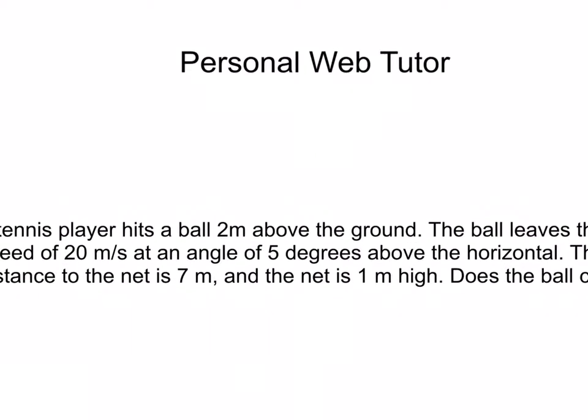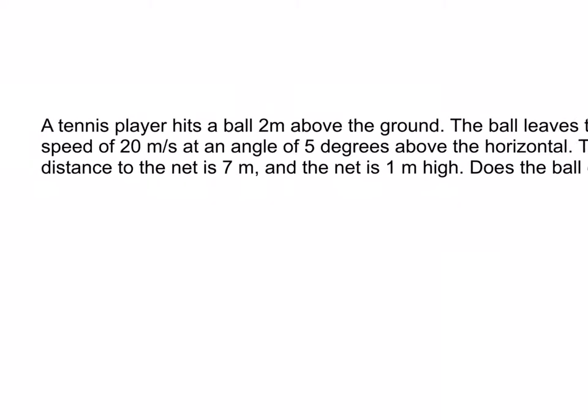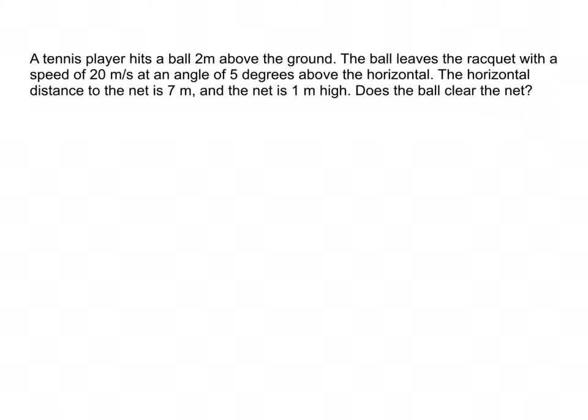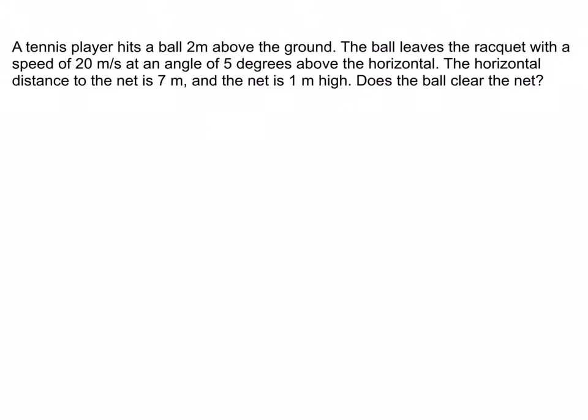Today's question is, we've got a tennis player and they hit a ball 2 meters above the ground. The ball leaves the racket with a speed of 20 meters per second at an angle of 5 degrees above the horizontal. The horizontal distance to the net is 7 meters and the net is 1 meter high. Does the ball clear the net?